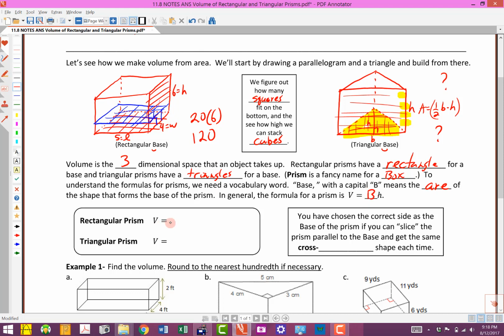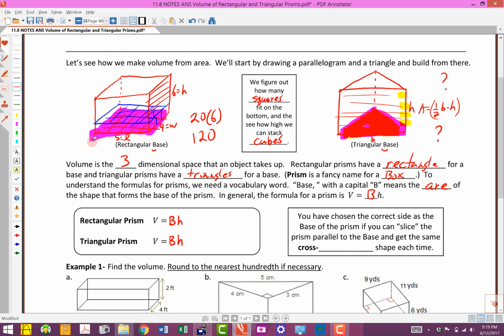So I'm going to write this down. The formula for a rectangular prism is big capital B times H, and the formula for a triangular prism is big capital B times H. The difference between the two of these is how do we compute that area that makes up the base. So how do we compute this area right here, and how do we compute this area right here? Okay, that rectangle down here and that triangle over here.